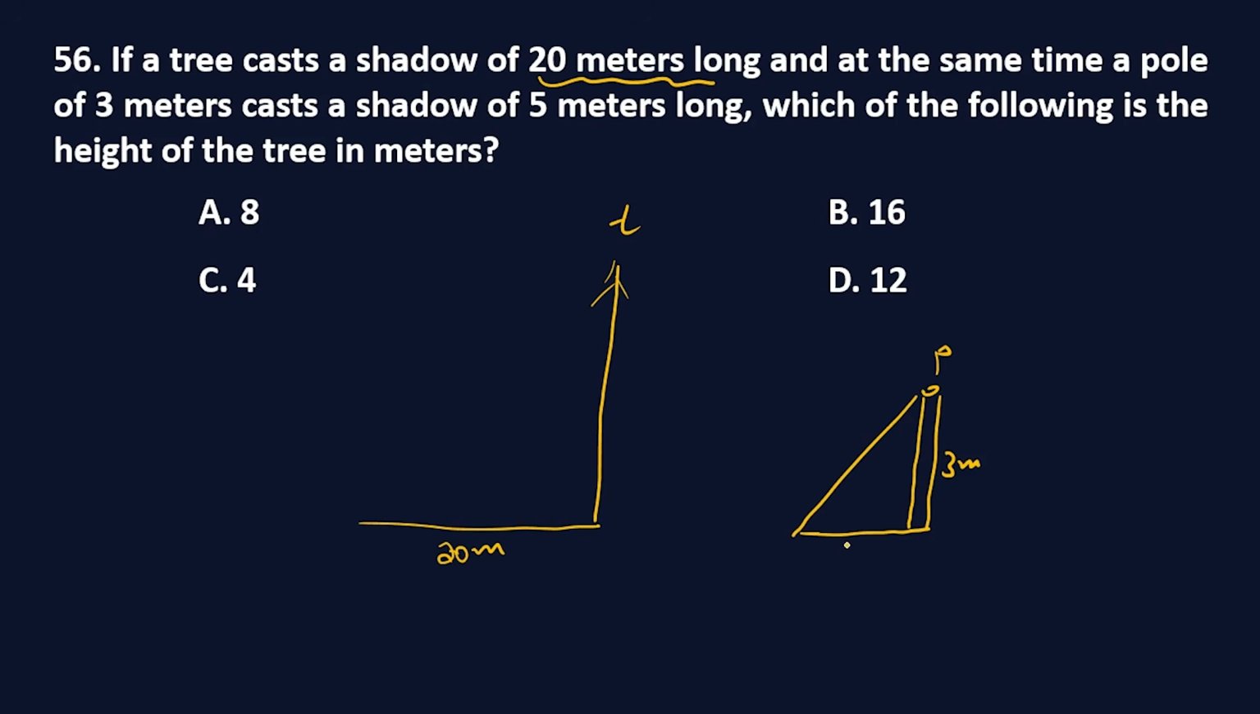The shadow of this pole is 5 meter, the length of the pole is 3 meter. So based on this information we are asked to determine the height of the tree, say this height is x.